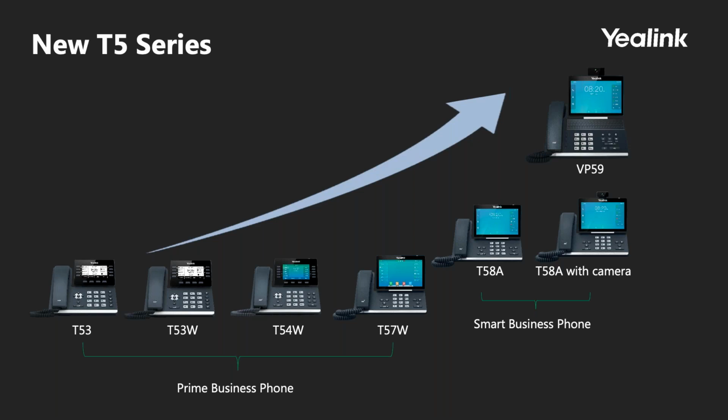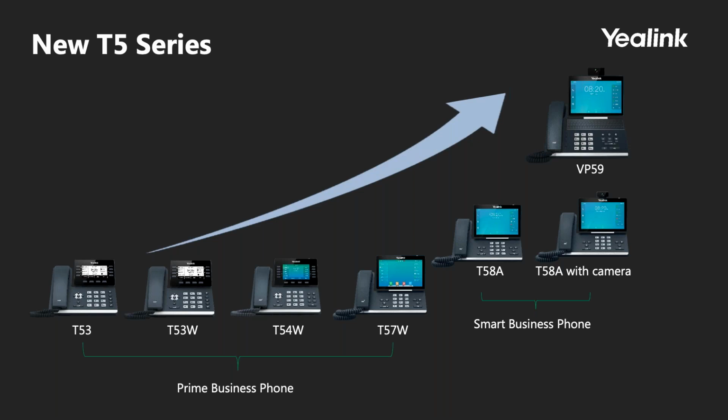To note that it's an Android operating phone. That's a big difference between the 58s and what we see the 53, 54, and 57 running. Those particular phones run a Linux-based operating system. So the T58A is a step up from the Prime Business Phone series because of the Android operating system, but also, as you can see, has a larger color touchscreen and can incorporate not only SDK and a variety of Android apps, but also with the 58A camera, a Cam 50.